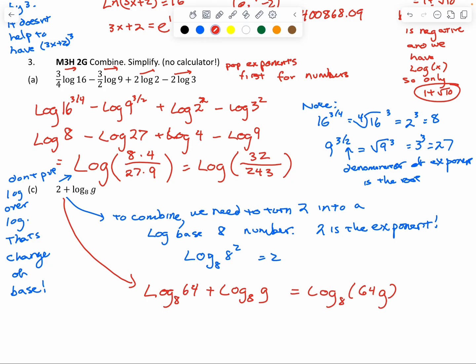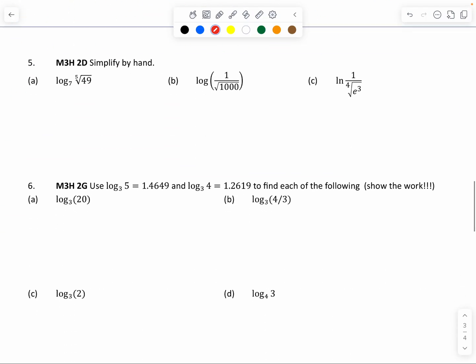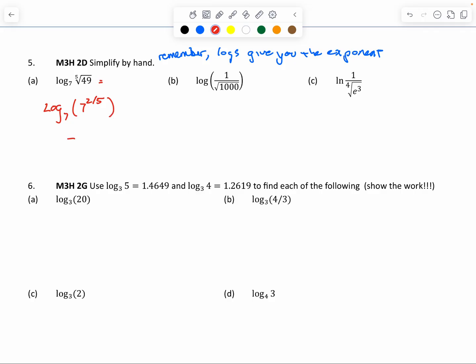Okay, let's see. What's the exponent? Remember, logs tell you the exponent. So this is log base, oops, let me do that in red. 49 is 7 squared, and the fifth root is the 1/5. Okay, so 2/5.